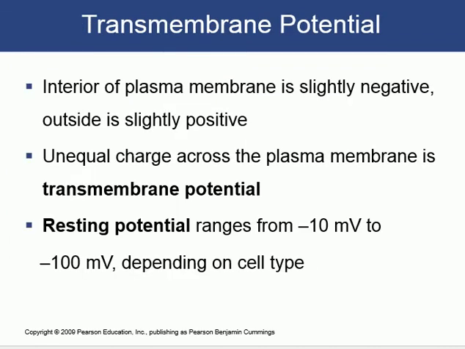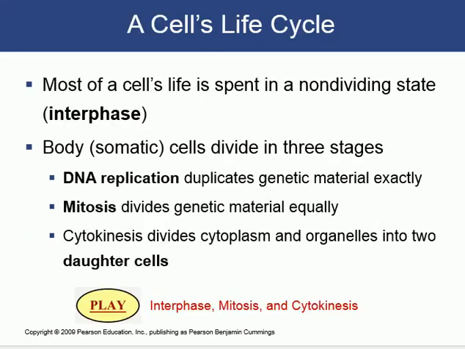What's the normal transmembrane potential? Is it negative or positive? It's negative inside compared to the outside. How negative? It depends on the type of cell. -10 to -100. Anything in between is okay.